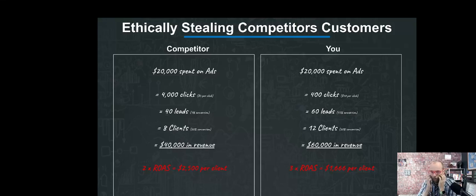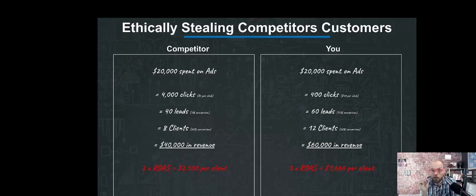So let's look at this. I'm going to give you an example of how understanding customer lifetime value lets you ethically steal your competitors' customers. Let's assume you're both spending $20,000 per year on ads. Your competitor, Acme Widget Company, they're not very good. They don't want to spend too much per click. They want to keep their clicks around $5, so they're not getting super targeted. They're kind of going generic. So they get 4,000 clicks and they're happy with that.